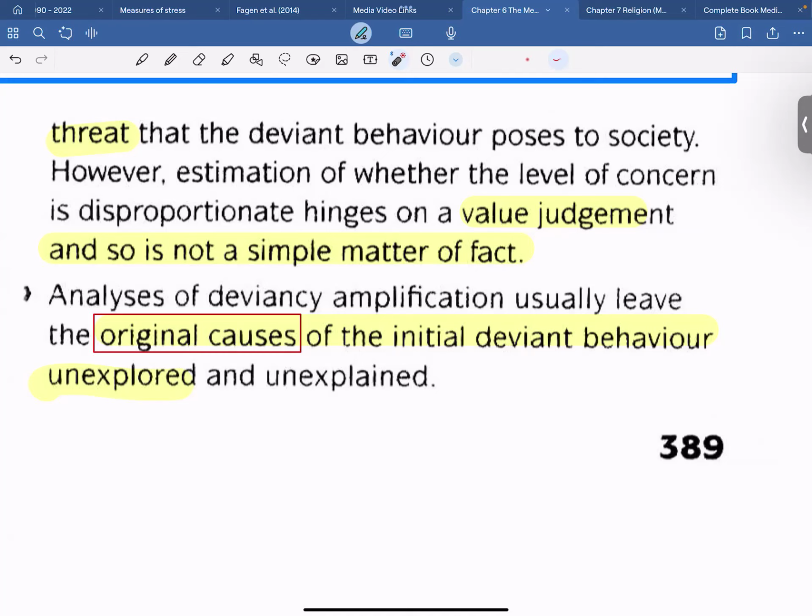Number two, an analysis of deviancy amplification usually leaves the original cause of the initial deviant behavior unexplored and unexplained. So no one spoke about what led to that behavior. All people care about is, oh, this happened. And the more the media sensationalizes it, the more viewership and readership they receive, and the more panic there is within the society.